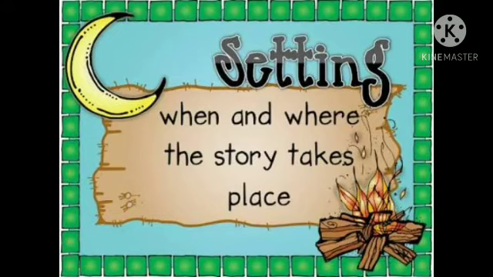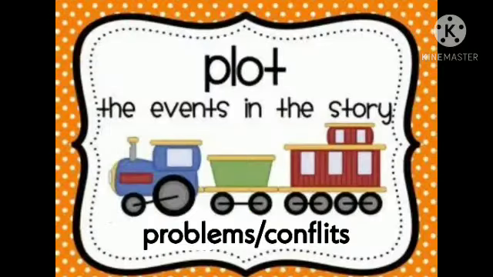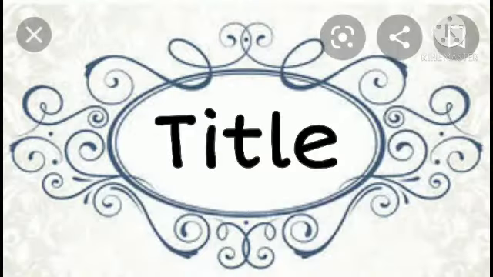A setting doesn't even have to be a real place. Details. It helps readers to understand how something looks, sounds, or feels. Use your imagination to see everything. Plot. What your characters do is the plot of your story. To make it exciting, add problems. A plot must always have a conflict or problems, which is the focus of any story. Title. The title should be eye-catching, attractive and short.